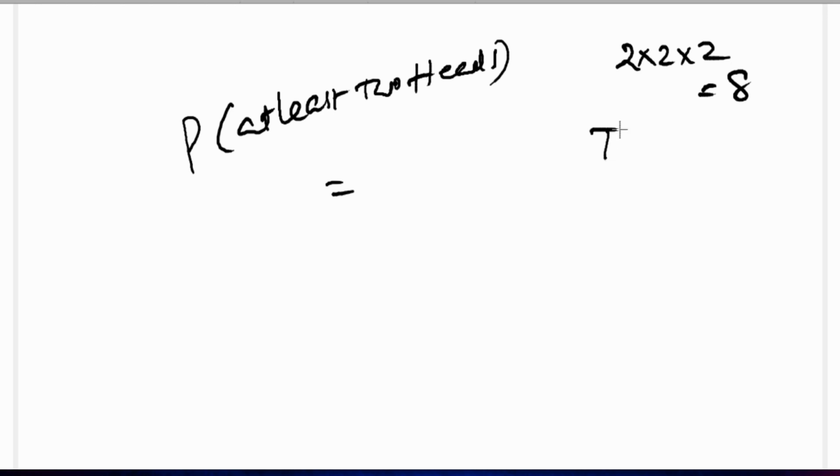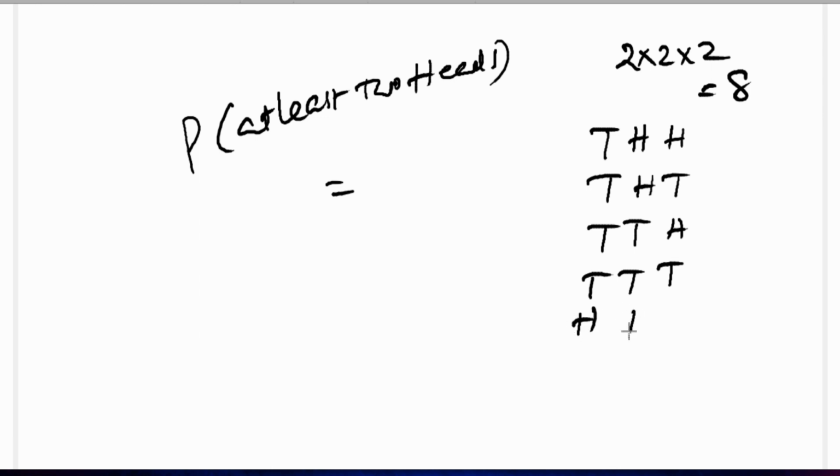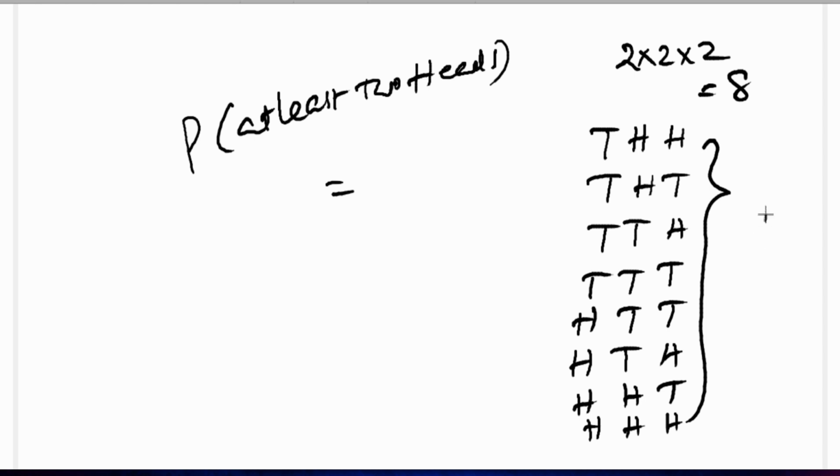The outcomes are: tail, head, head; tail, head, tail; tail, tail, head; tail, tail, tail. Now come to the next: head, tail, tail; head, tail, head; head, head, tail; head, head, head. So how many possibilities are here? We have 8 possibilities, correct? Among the 8 possibilities, what are the favorable outcomes? What is required? At least 2 heads.